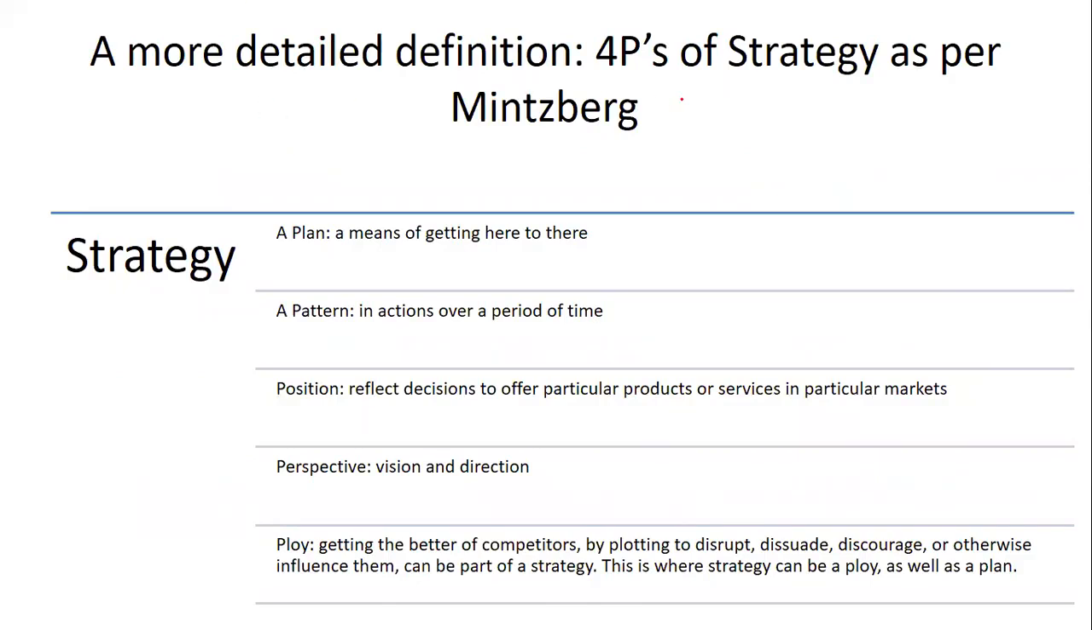We have a detailed definition in the form of the 4 P's of strategy, given by Mintzberg. According to Mintzberg, strategy is a plan, a means of getting from here to there. It is a pattern in action, an action over a period of time. It is a position, that is, a decision to offer particular products or services in a particular market. It is a perspective, that is, vision and direction. And it is a ploy, that is, getting the better of competitors by plotting disruption, discouragement, or influencing. So strategy can be a ploy as well as a plan.